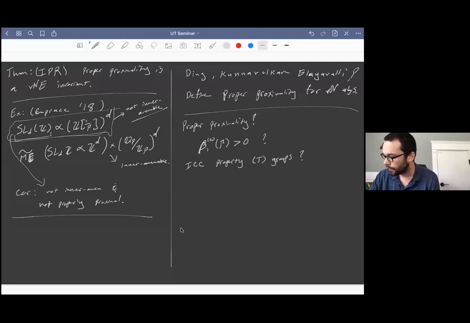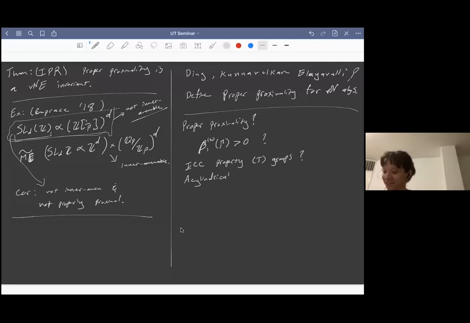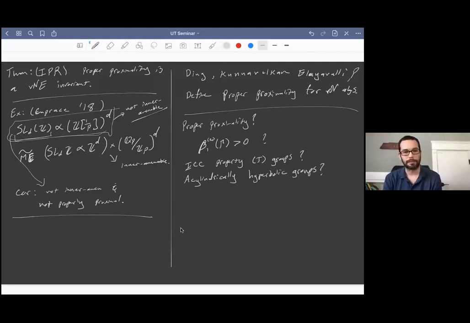Another class of examples we don't know is acylindrically hyperbolic groups. That was my next question. Yeah, this is also a class of groups which, in all three of these, we know there are many examples which are properly proximal, but we don't know if they all are.